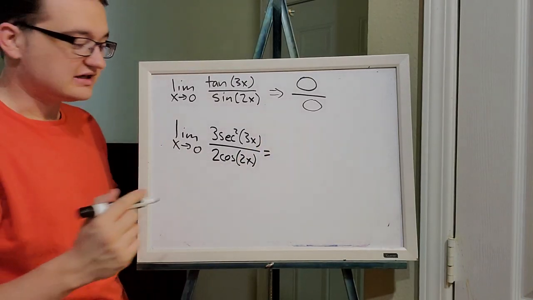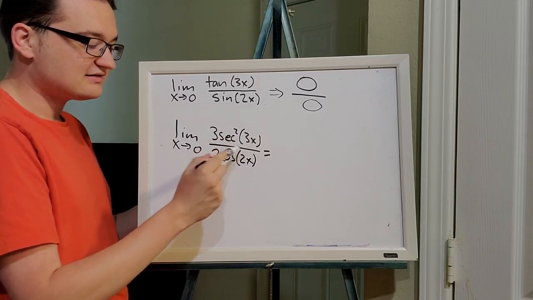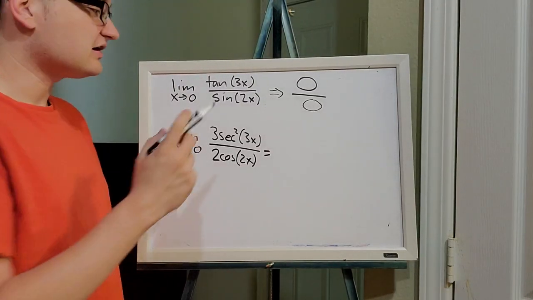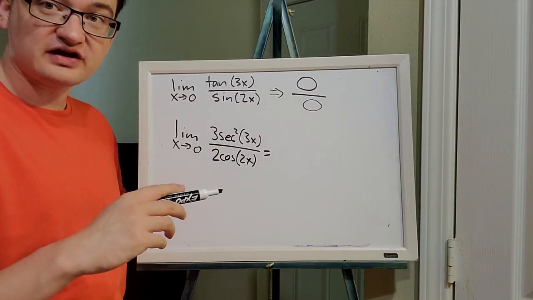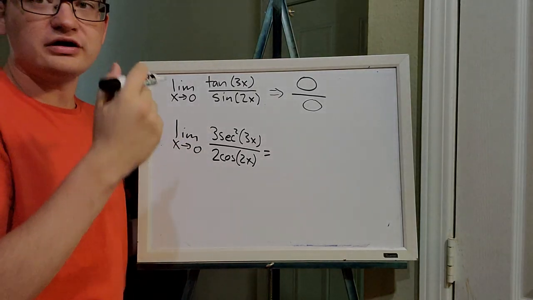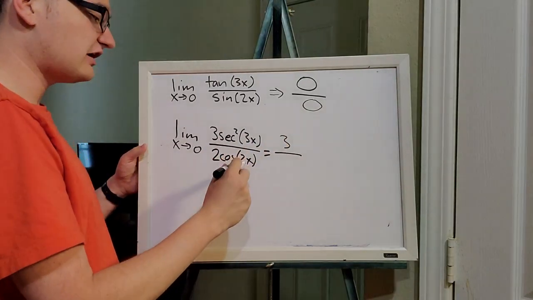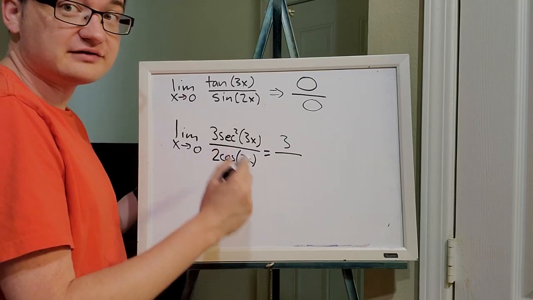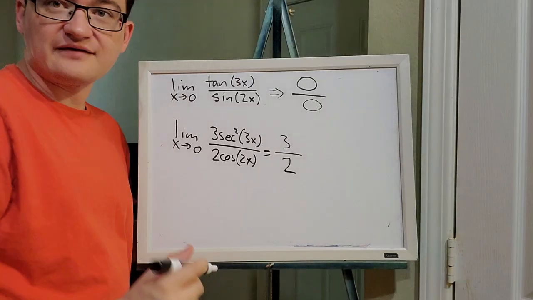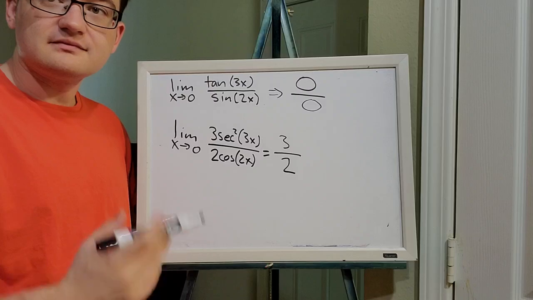Okay, so what's this going to be? If we take the limit of secant squared of 3x as x goes to 0, that is going to go to 1. Why? Because secant is just 1 over cosine, and cosine of 0 is 1, so 1 over 1, 1. Same deal over here, cosine of 2x goes to cosine of 0. Cosine of 0 is 1. 3/2 is our limit. Pretty much it. Let's do another.